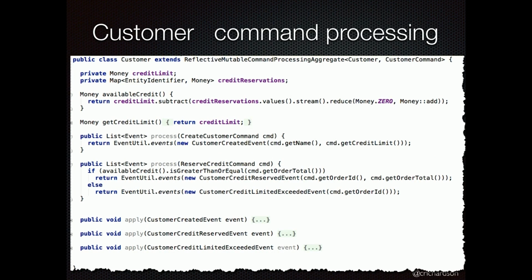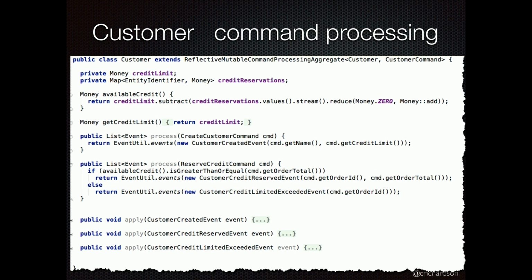So that's the high-level framework that's supporting these aggregates. Here's the actual customer aggregate. So you can see that it's got a credit limit field, and a reservations field that's a map.